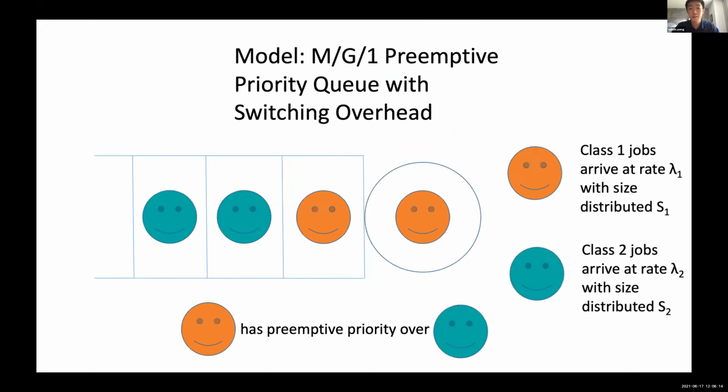So what is the model? The model is an M/G/1, general distribution, preemptive priority queue with switching overhead. As you can see in this very simple picture, there's 2 classes. There's class 1 jobs, some arrival rate, some size distribution, class 2 jobs. And as you can see in the model, the class 1 jobs have priority over the class 2 jobs. The presentation will go over a 2-class system because it's easy to draw and easy to visualize, but the analysis works in general for any number of classes.